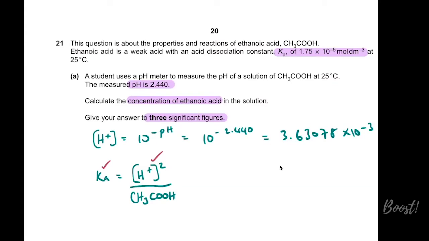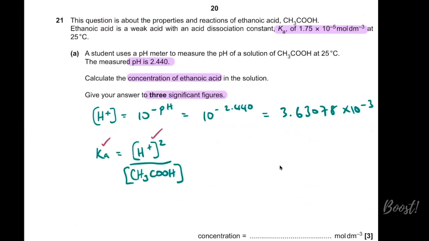Oops, I just realized that I didn't put square brackets here. We want to rearrange it to find the concentration of our ethanoic acid. So I'm going to do [CH3COOH] equals [H+] squared divided by Ka.